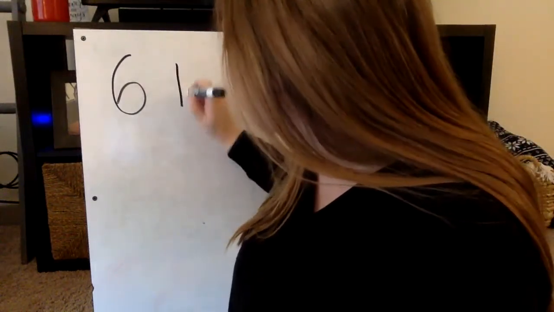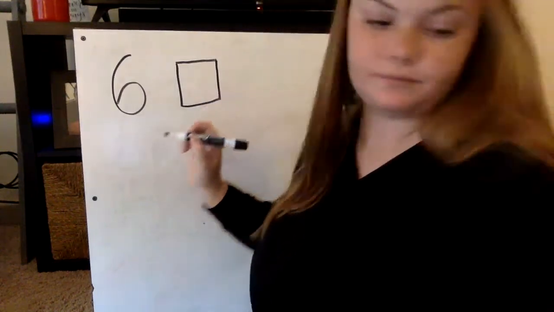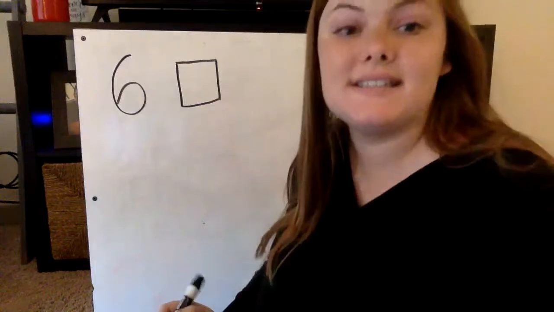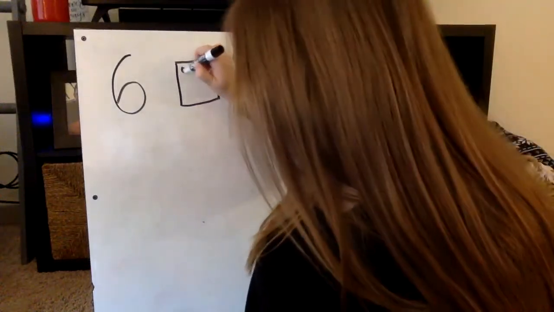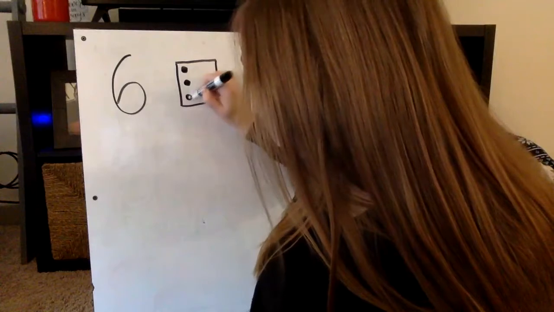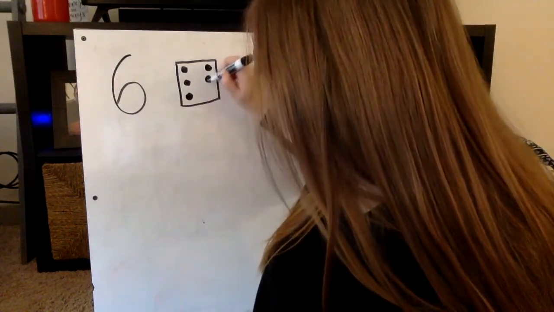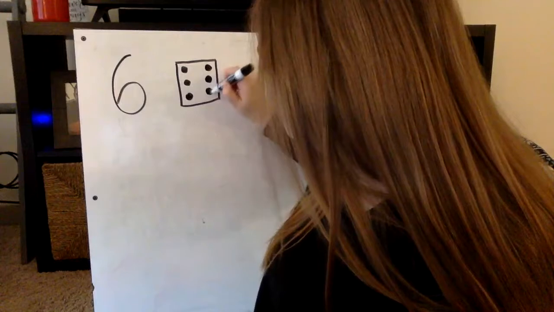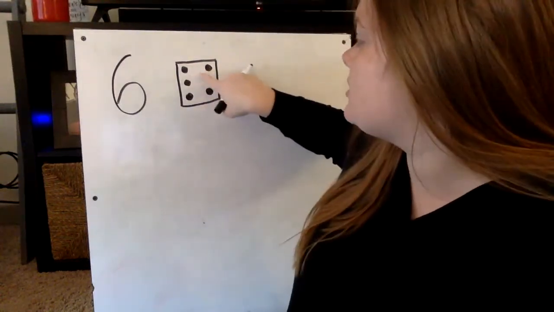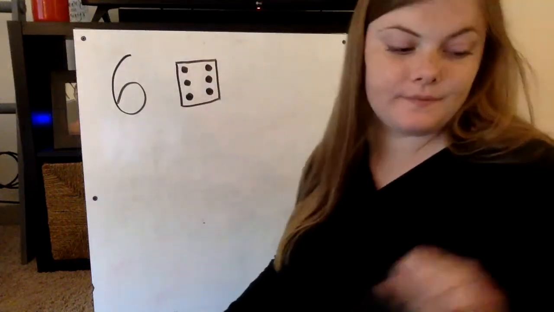Okay, so I'm gonna draw a square because the dice is square. And on my dice, I'm gonna draw 6 dots. So 1, 2, 3, 4, 5, 6. I have 1, 2, 3, 4, 5, 6 dots on my dice.